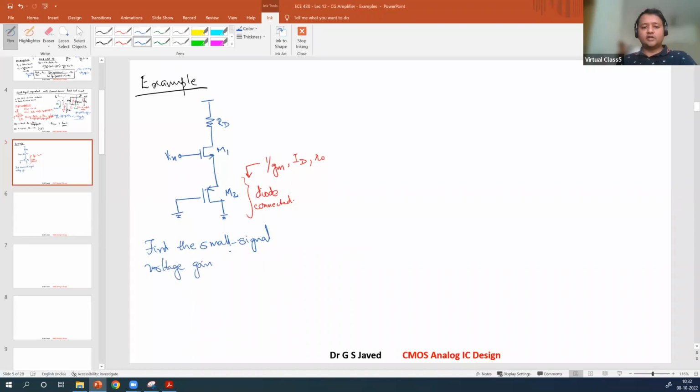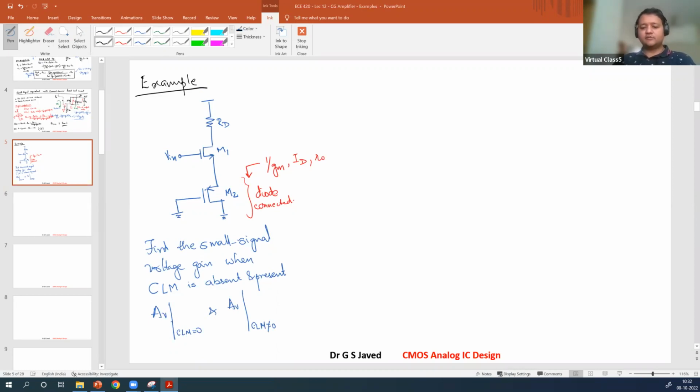Find the small signal voltage gain when channel length modulation is absent and present. So AV when CLM is 0 and AV when CLM is non-zero, that is, it is present. Let us begin. How do we start off with this?